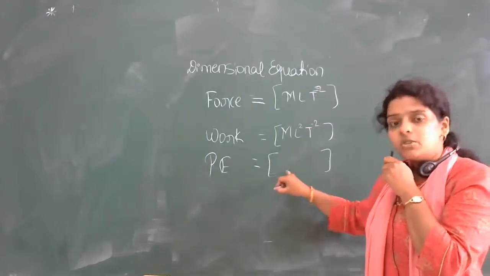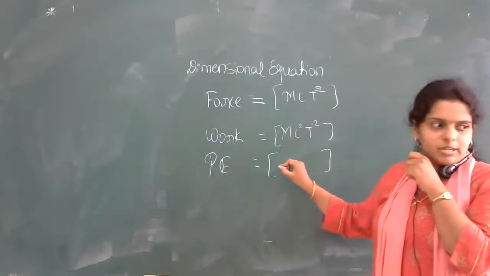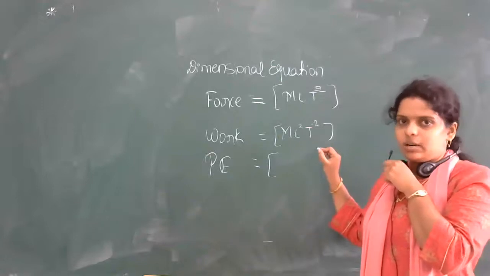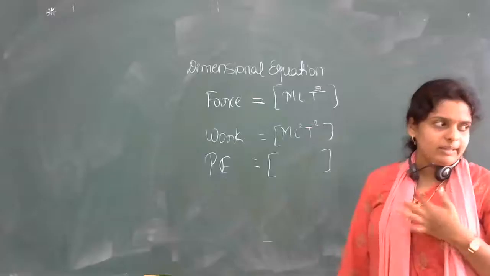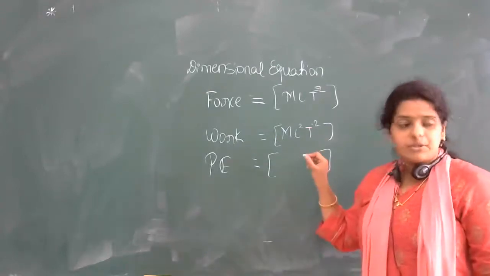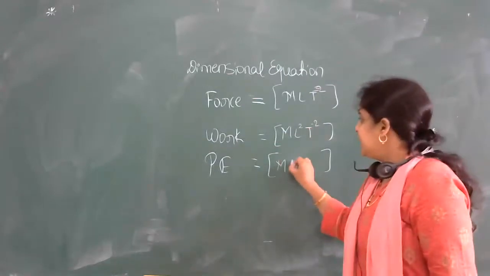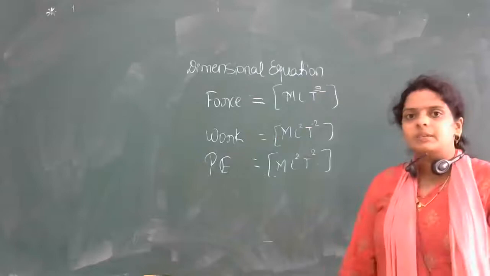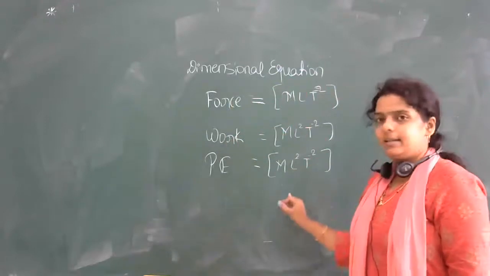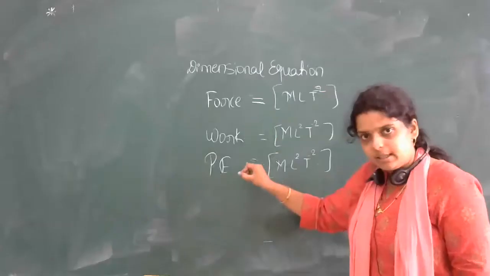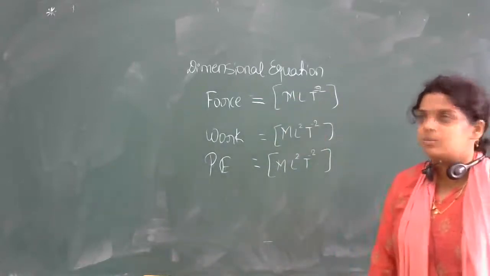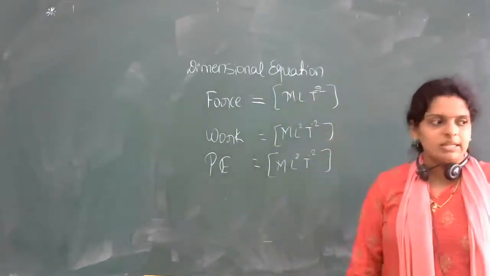Then next, potential energy is equal to, just now we have seen, M raised to 1, L raised to 2, T raised to minus 2, right? Same only we will get, for work and energy. Am I right, students? Potential energy dimensional formula is M L raised to 2 T raised to minus 2. So dimensional equation is nothing but equating the given physical quantity with its dimensional formula. Very simple definition.